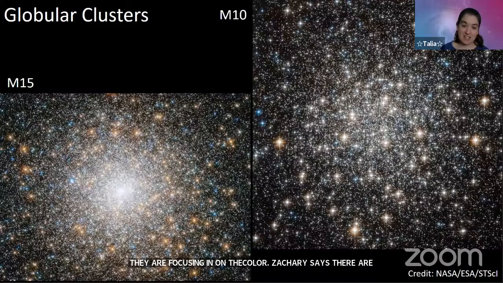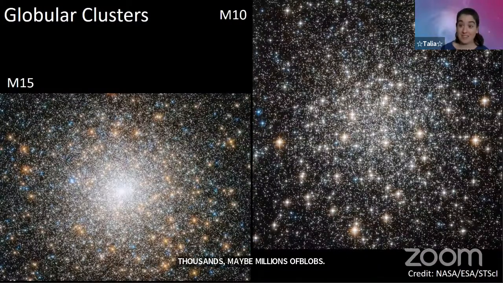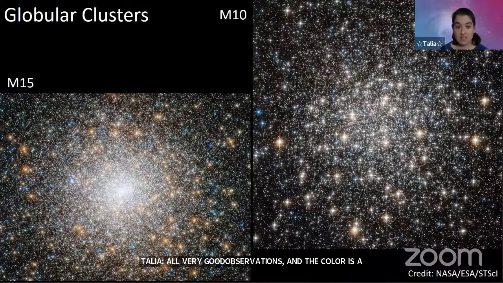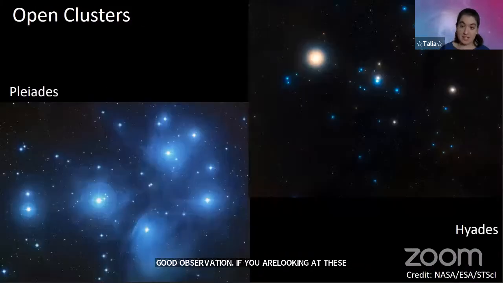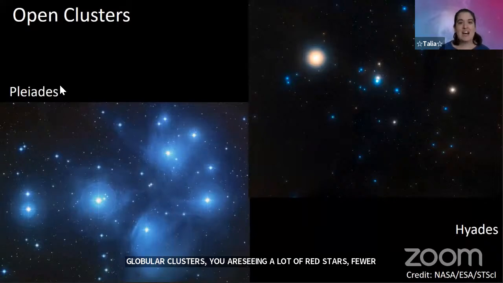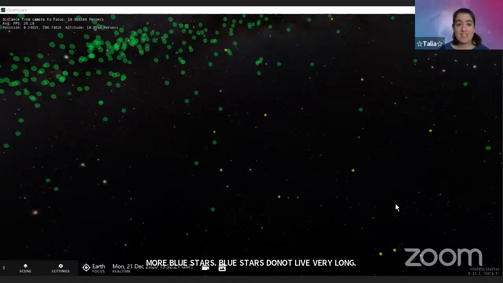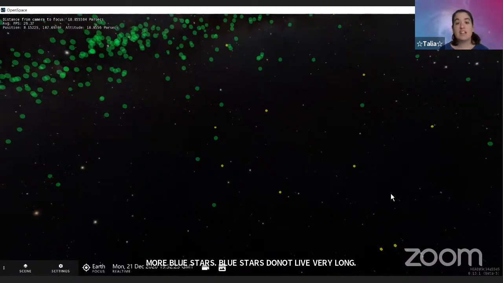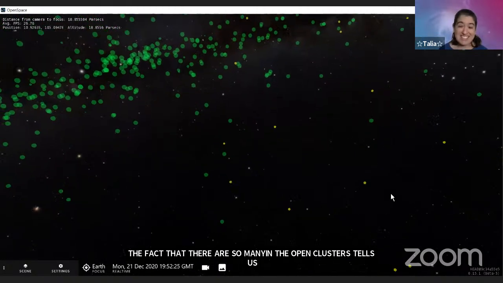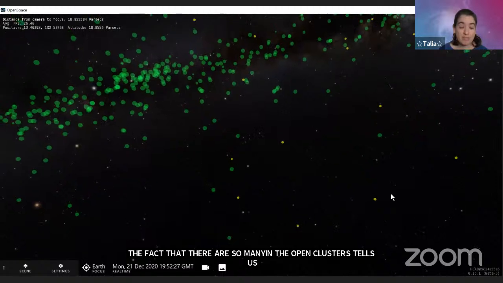And the color is a great observation, because if you look at these globular clusters, you're seeing a lot of red dots here. You're seeing a lot of red stars, and a lot fewer blue stars. Whereas when you were looking at the open clusters, you saw a lot more blue stars in there. And I said, blue stars don't live very long. So the fact that there are so many blue stars in the open clusters tells us they're young. The fact that there aren't very many in the globular clusters tells us that they must be older.